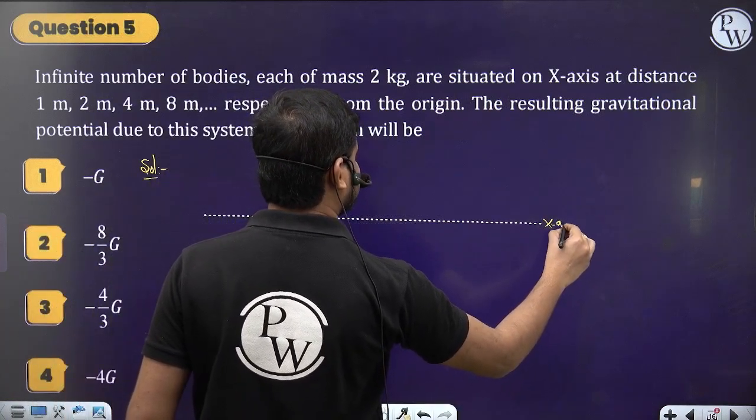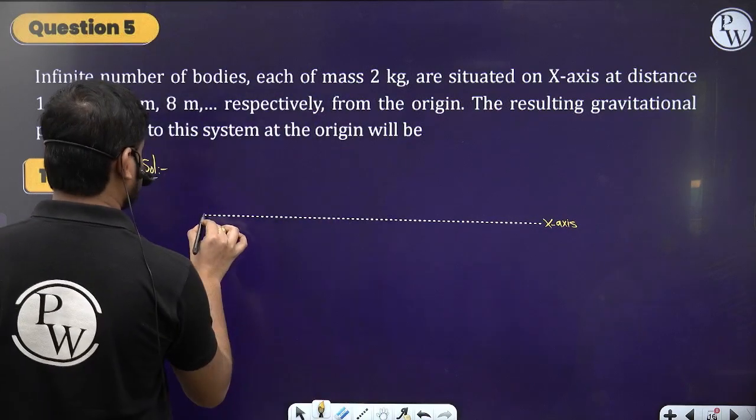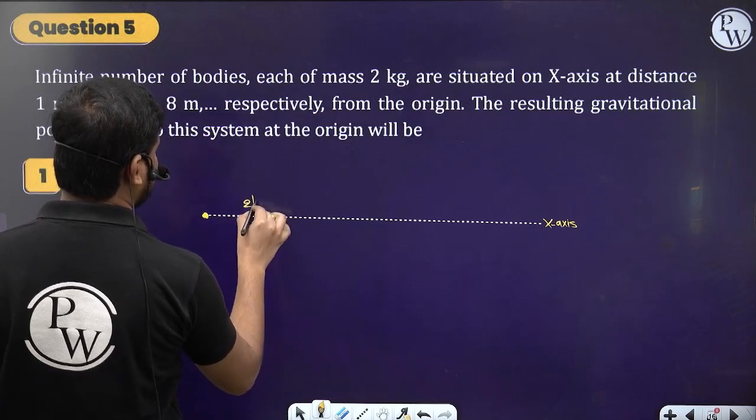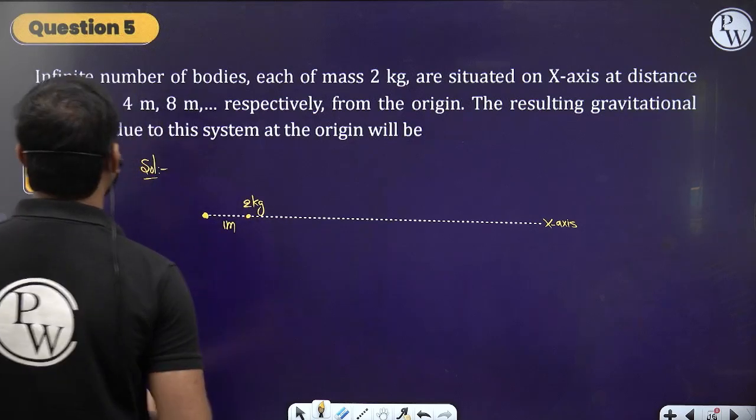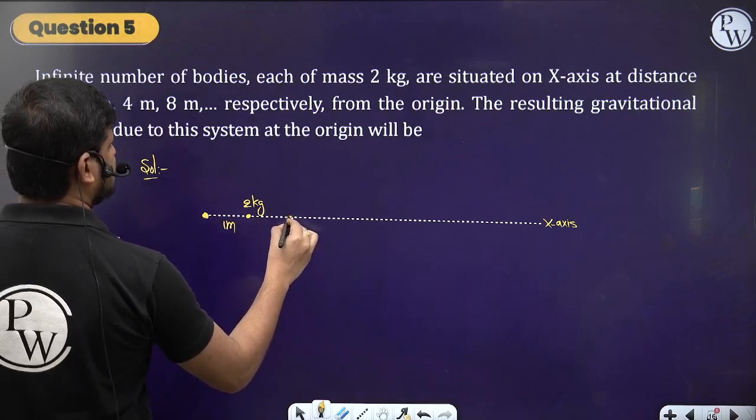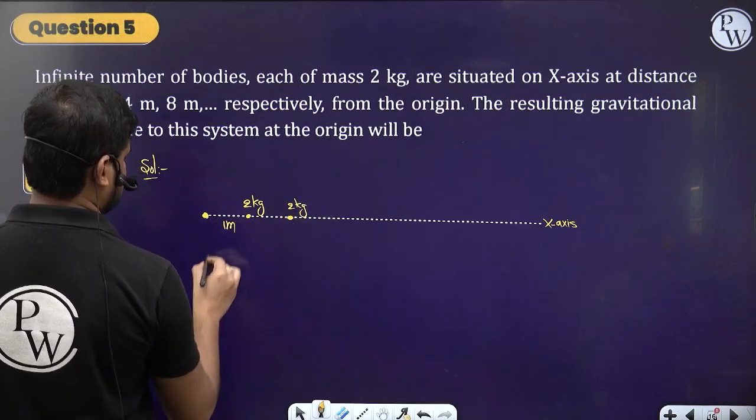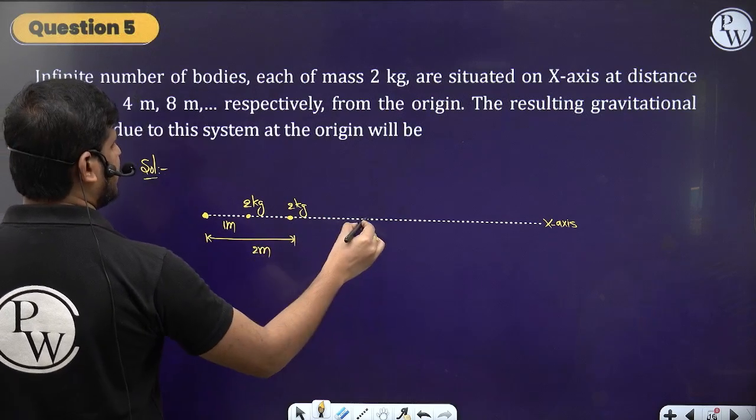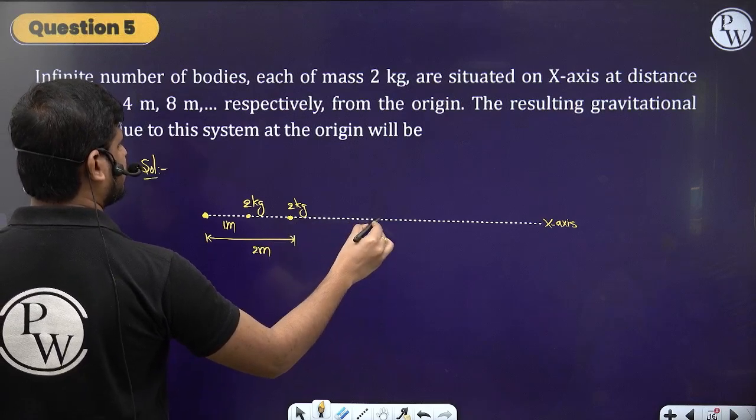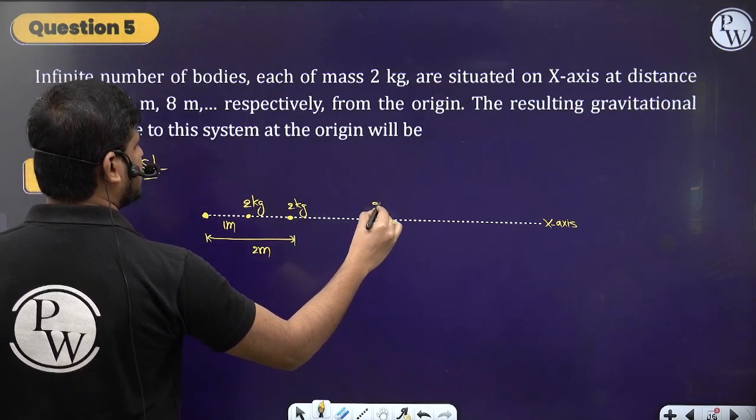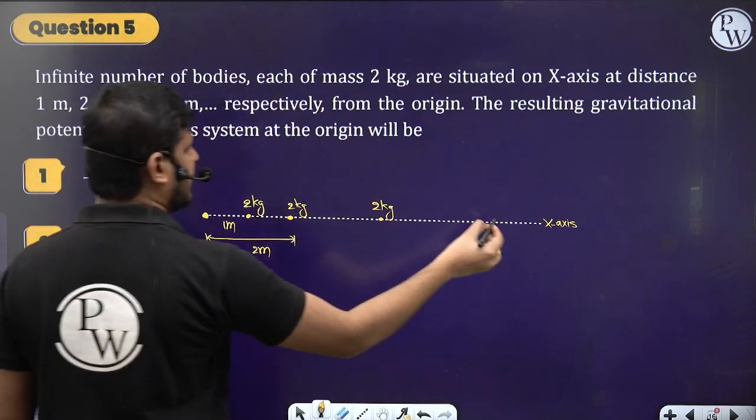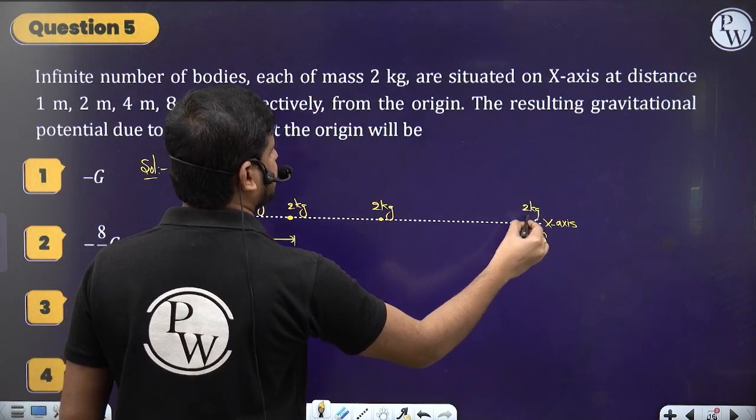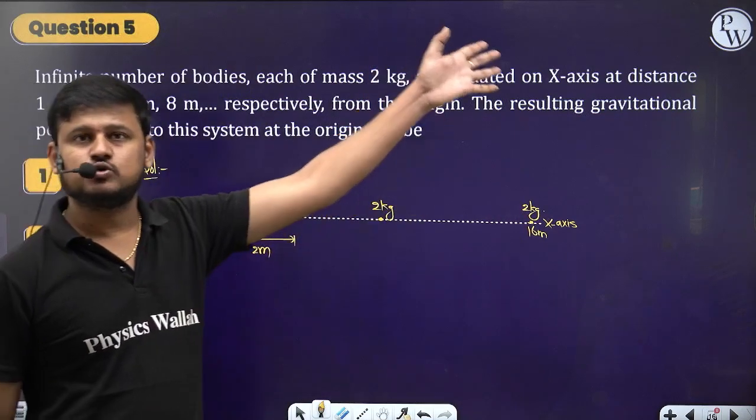Consider this is the x-axis, and this is the origin. From the origin, at 1 meter, a 2 kg object is placed, and then at 2 meters again from the origin. From here to here it is 2 meters, and then at 8 meters, so from here, let's suppose, again a 2 kg mass is placed. Then next at 16 meters, a 2 kg mass is placed. Like that, next at 32, and so on.